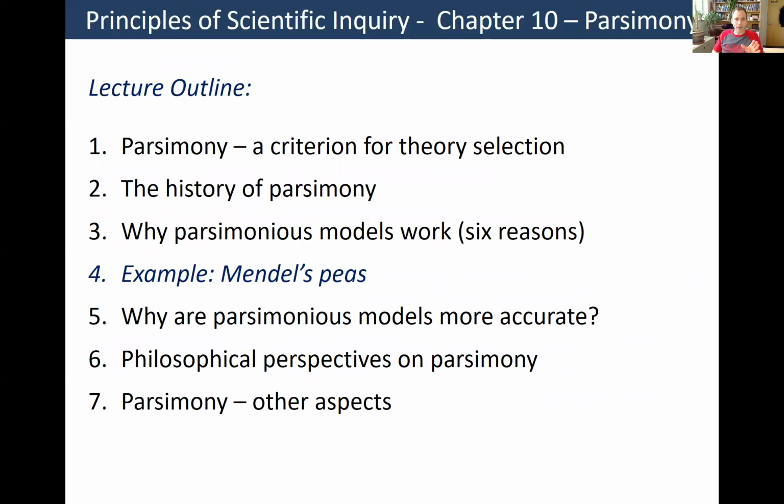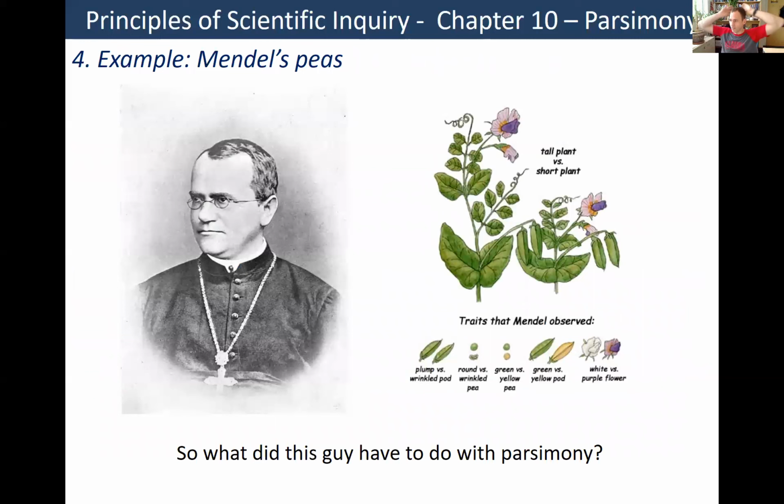All right, so now I mentioned we'd get to Mendel's peas. Here we are. Okay, Mendel, what did this guy have to do with parsimony? He was interested in understanding inheritance. He was interested in pea plants. He looked at their flower color, their pea size, their pea color, the shape of the pod, the color of the pod, their flower color as well. He was interested in all these characteristics and how they were passed on.